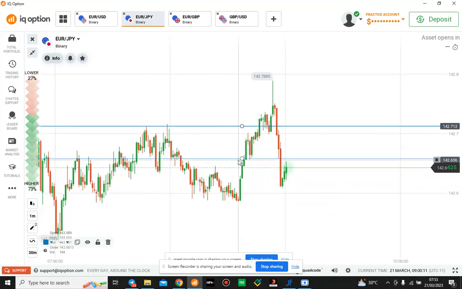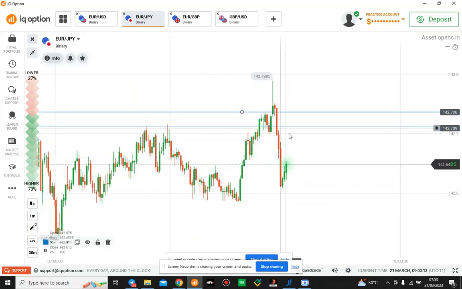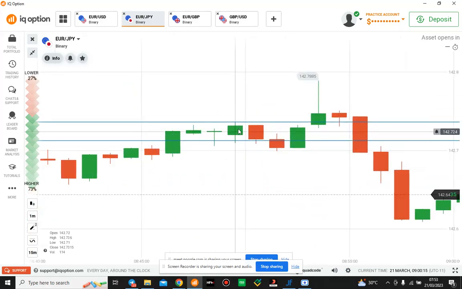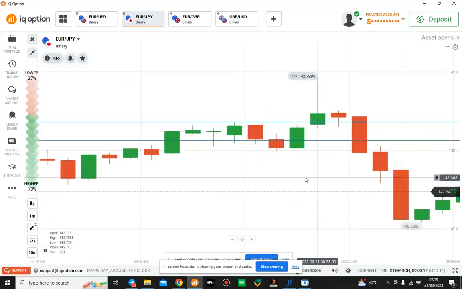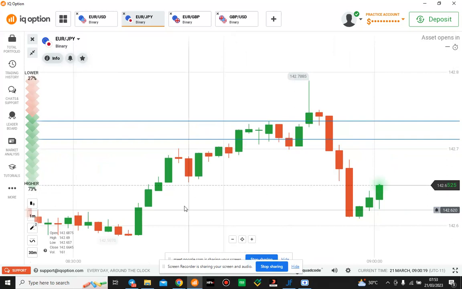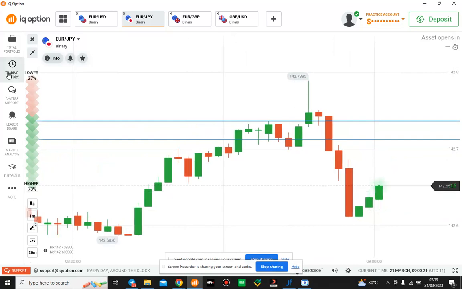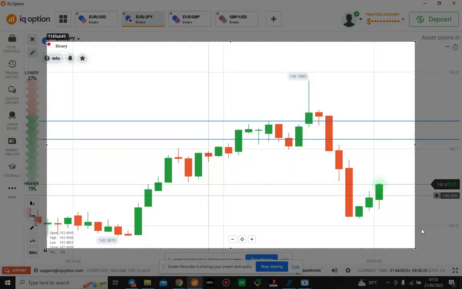Look on the left side here. We're having some resistance level. This is where the sellers actually entered the market, then the price went down.